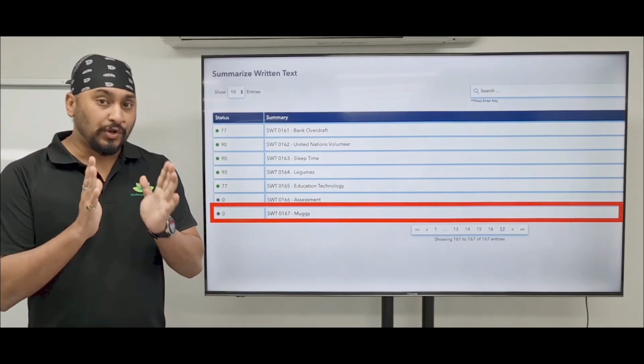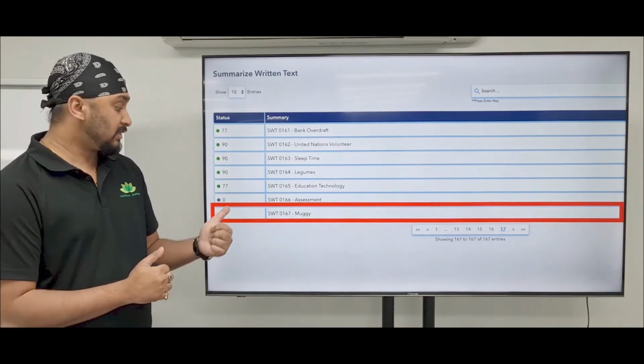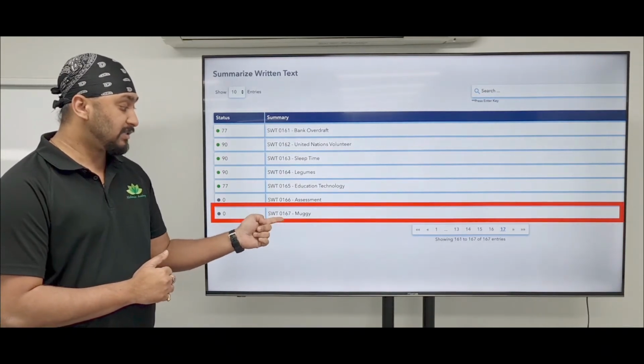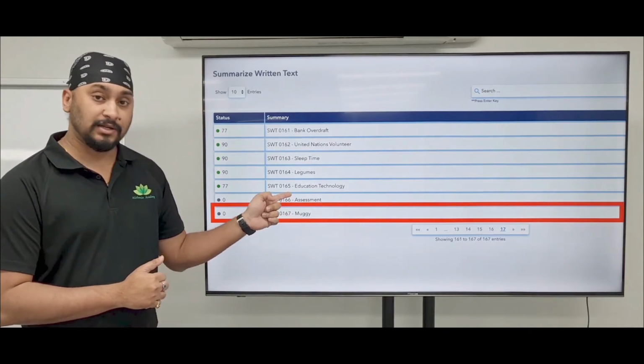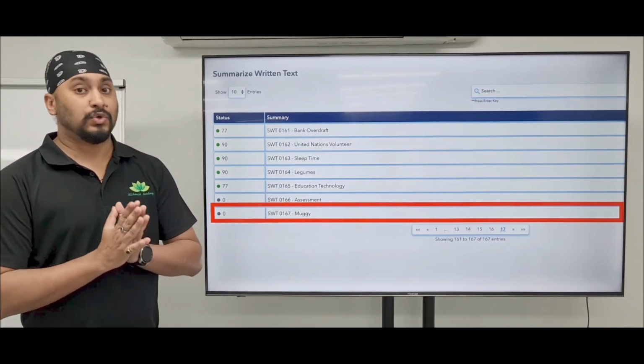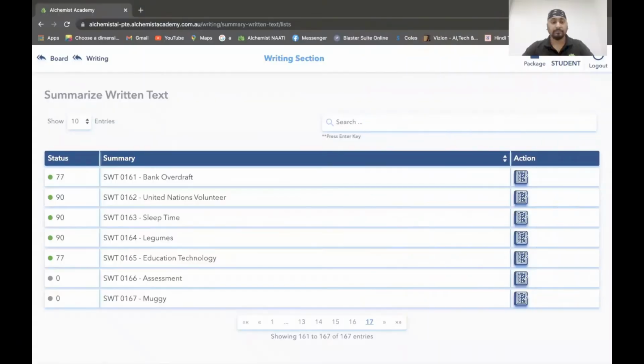Now, for those of you who've already signed up for the AI and have your access, and even our existing students, the summary that I'm doing is 167. This is the latest question. It is on page number 17. It's under the title of "muggy". So I will be solving this question on the AI now, and let's have a look how we go.